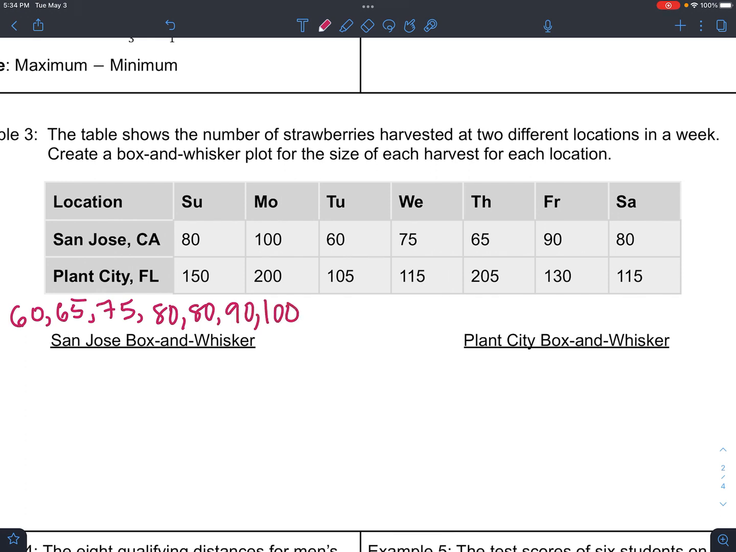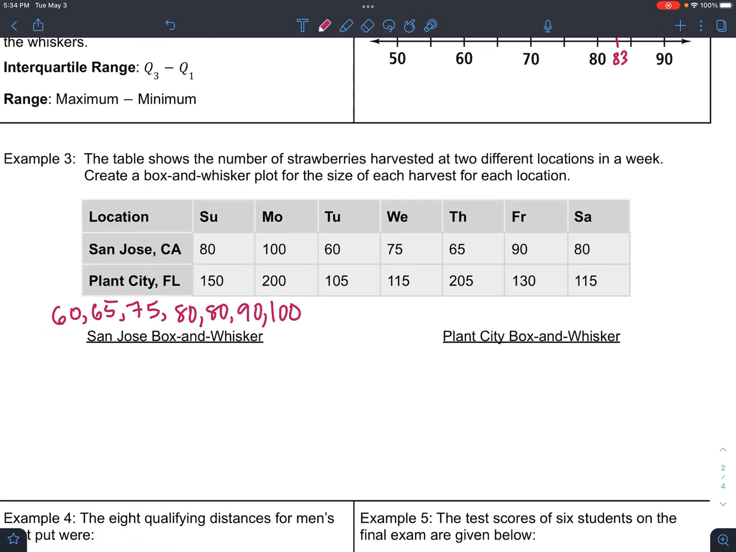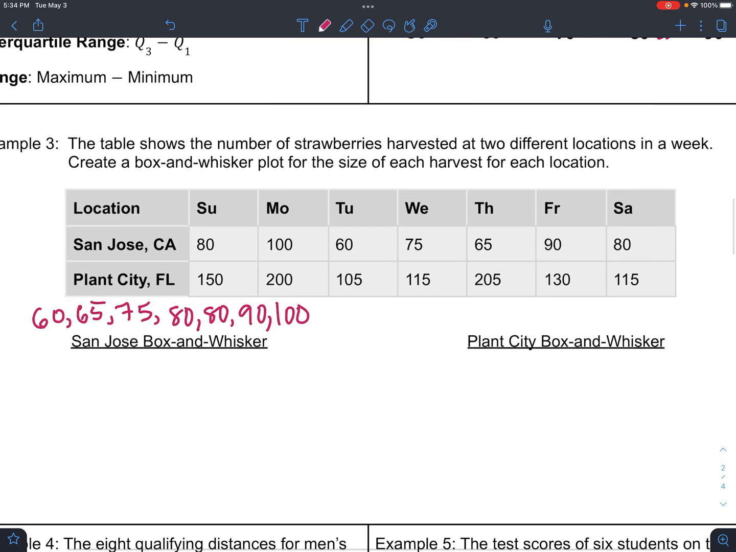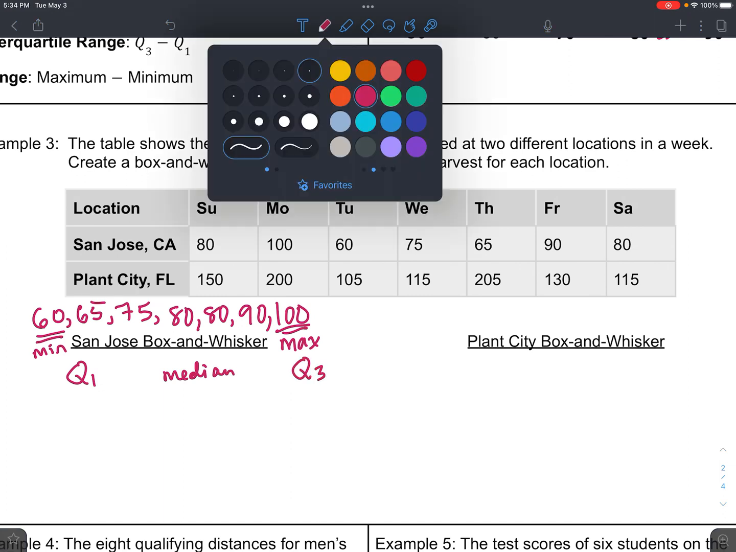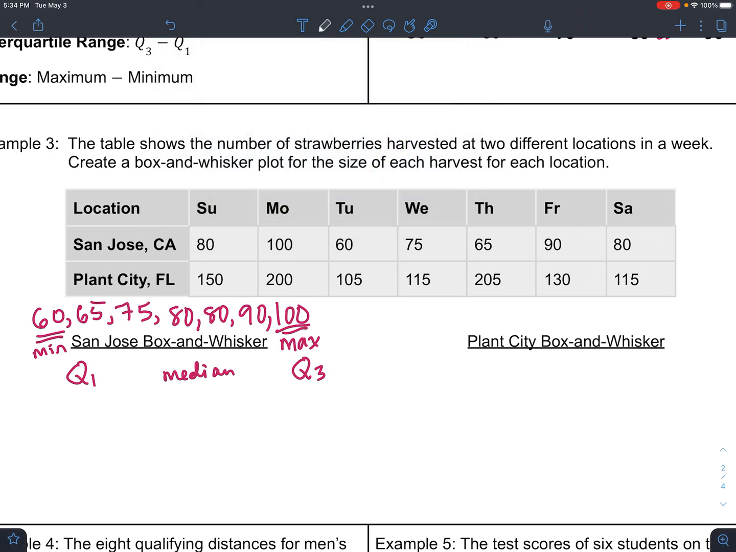And then we are going to figure out all of our stuff, except for the min and max, because that's pretty obvious. This is the min, and this is the max. I'm not going to rewrite it. However, we don't know Q1, median, and Q3. 7 days in a week. So 7 means that it's odd, which means that it does have a nice median. So that's going to be right here in the middle. So 80 is our median.